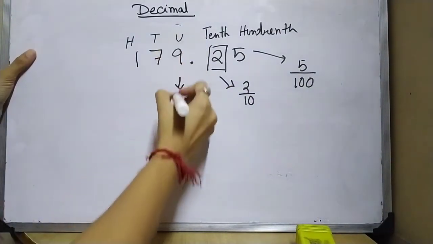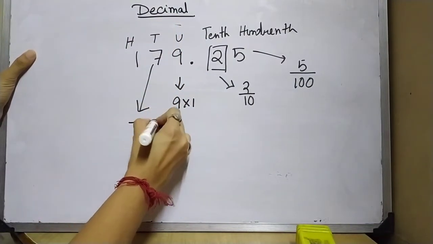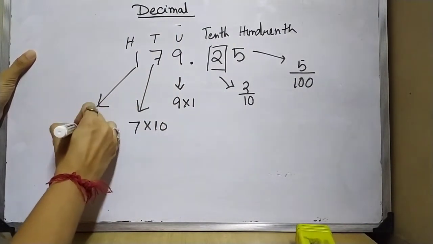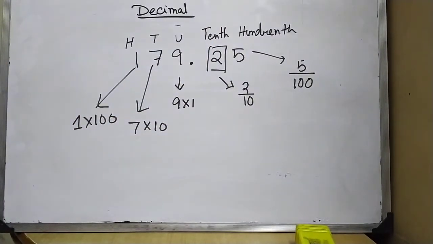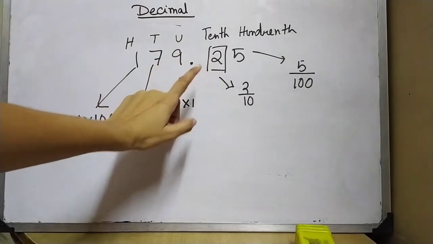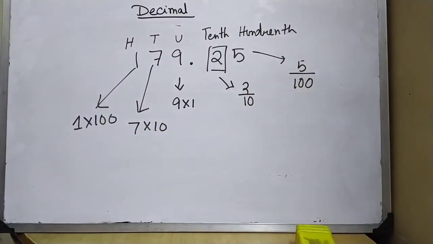Just like here, the unit place means 9 into 1. What is the place value of this? 7 into 10. The place value of the hundreds, 1 into 100. Just like that, if a number is after the decimal, we will do it like this: that is, 2 divided by 10, 5 divided by 100. Just like this we need to do this.